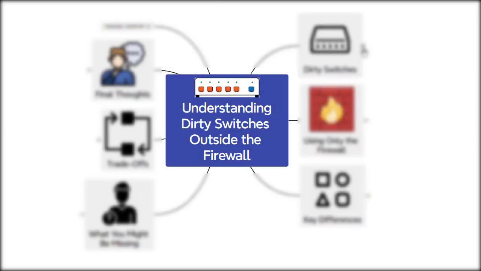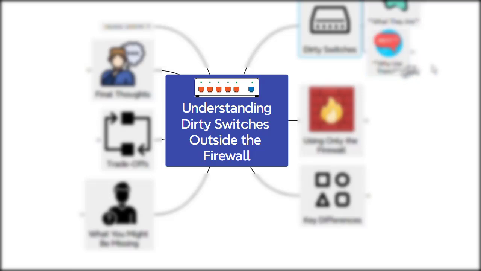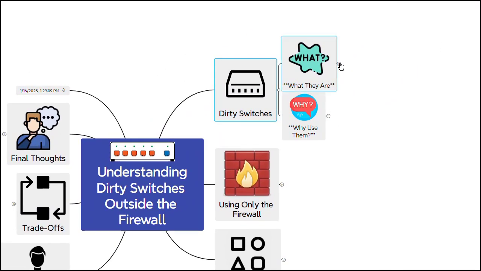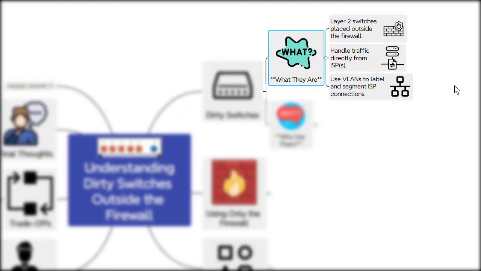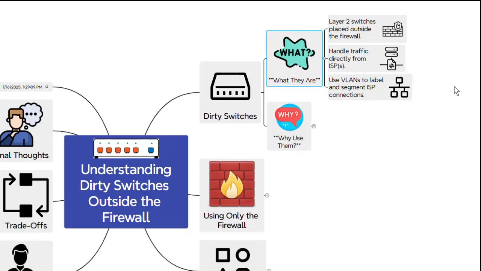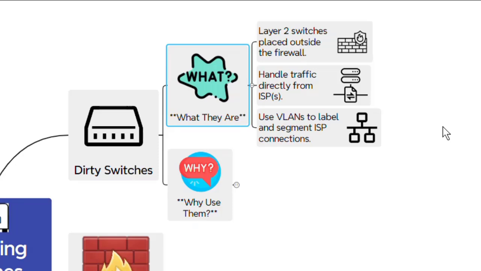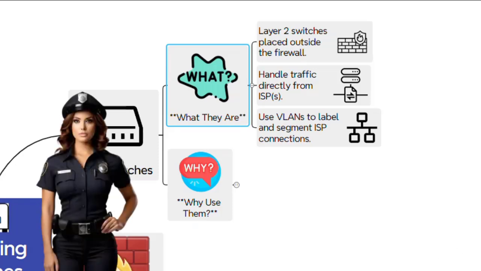Understanding dirty switches outside the firewall, a mind map by George Gill. So what's a dirty switch? There are these layer 2 switches that live outside your firewall. Their job, handle traffic straight from your ISP. Think of them as traffic cops using VLANs to organize and label the ISP connections.